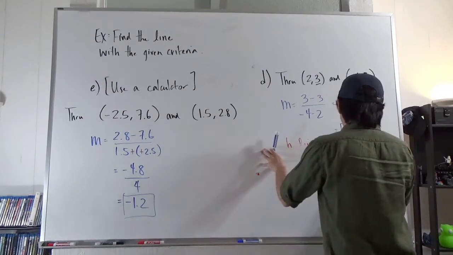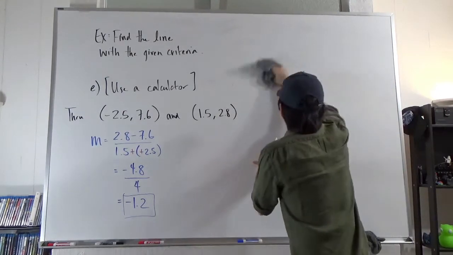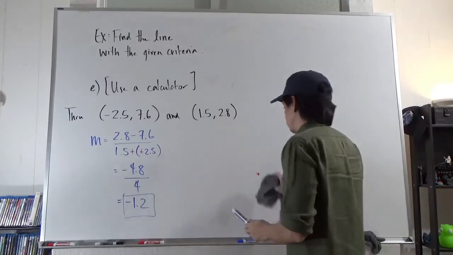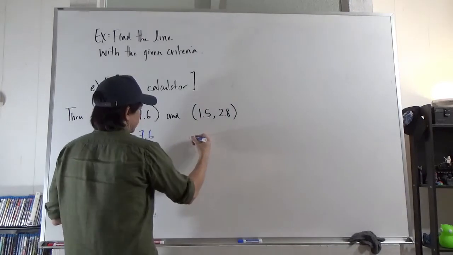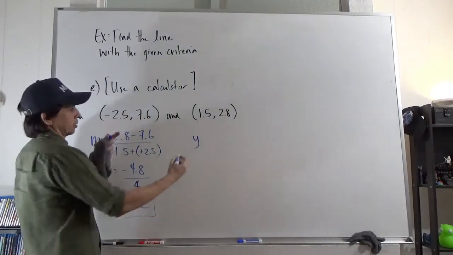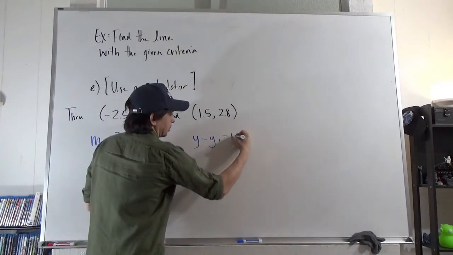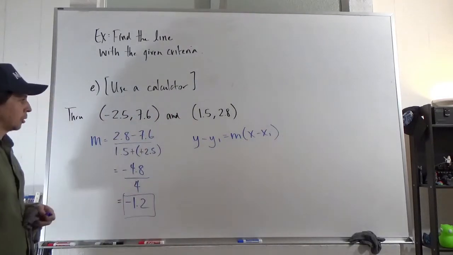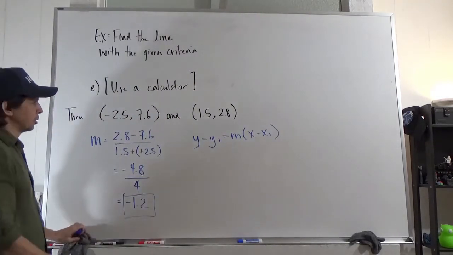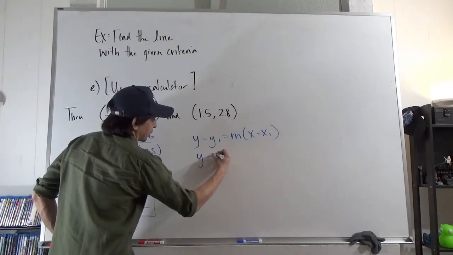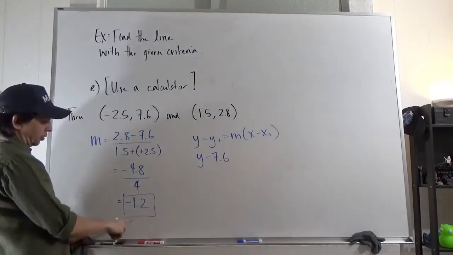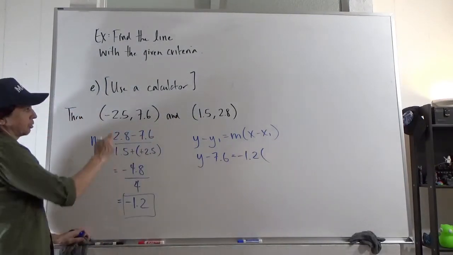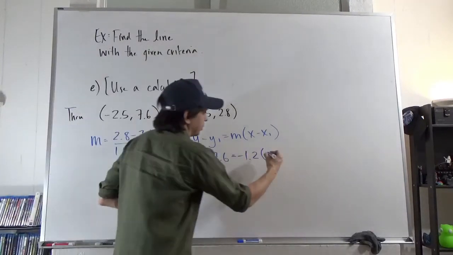Next step is to use point slope form with either point. I'll just use the first one. So I'm going to use this. I keep writing the point slope form first. It's a good habit, but you don't need to. You just go straight to plugging in the values. It's going to be y minus 7.6 is equal to negative 1.2 times x plus 2.5.